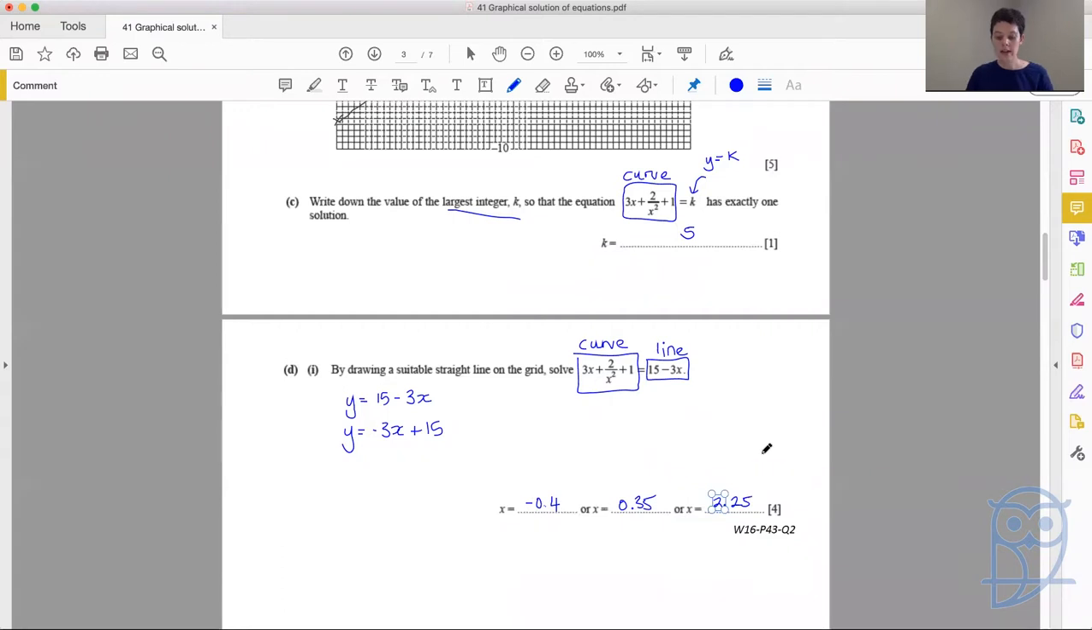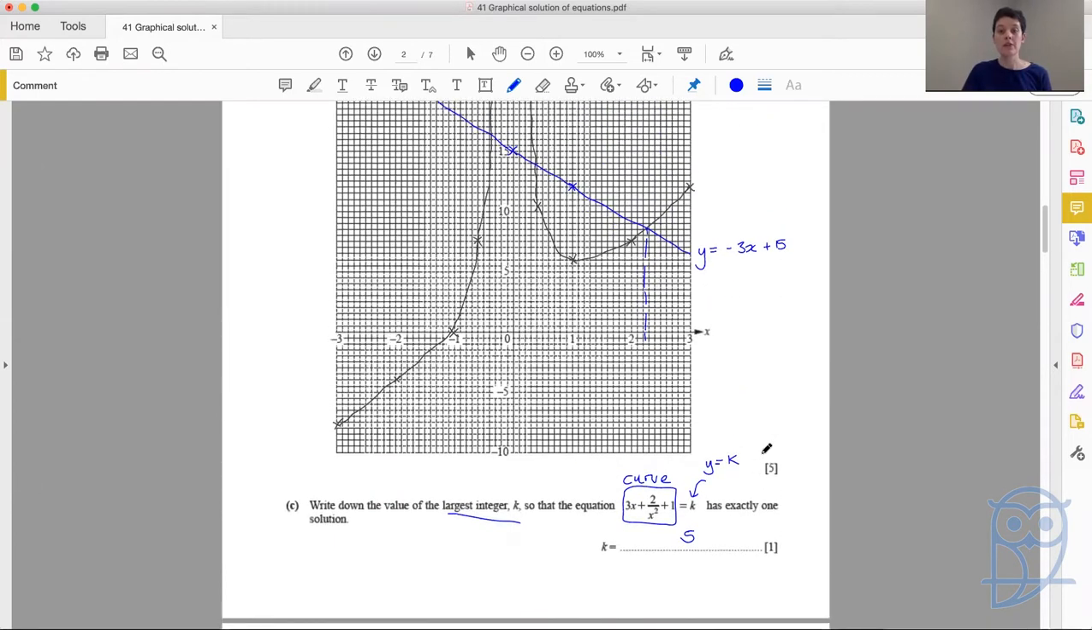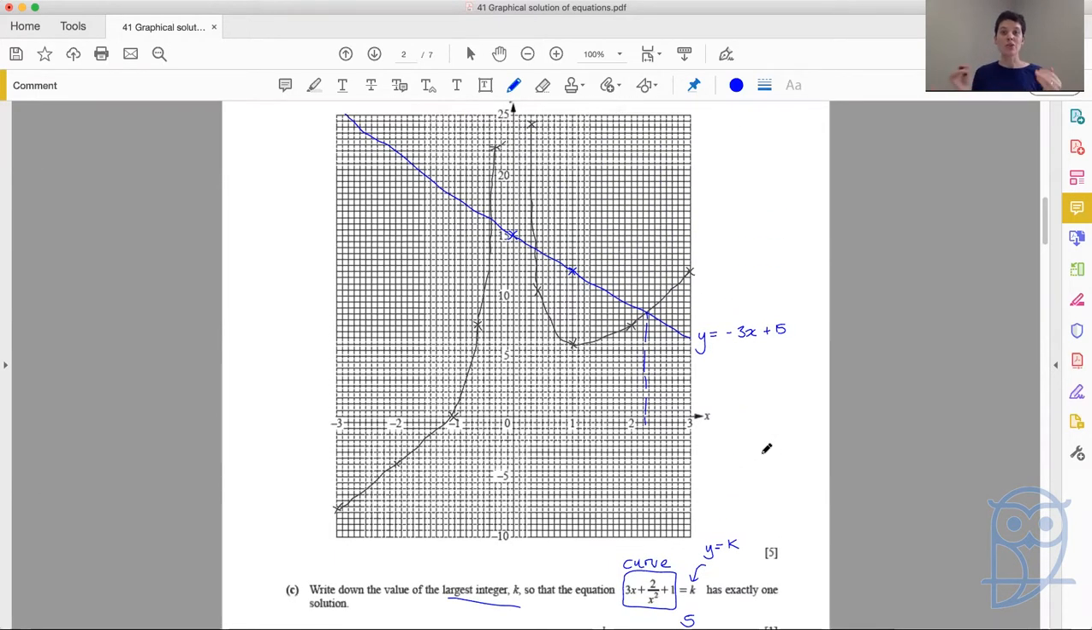So we're not doing any actual calculations to solve this equation. What we're doing is using the graph to solve it. This is why we call this graphical solution of equations. Because the wonderful thing about graphs is that when you have different graphs, you can actually use intersections between them to solve equations. Fantastic.